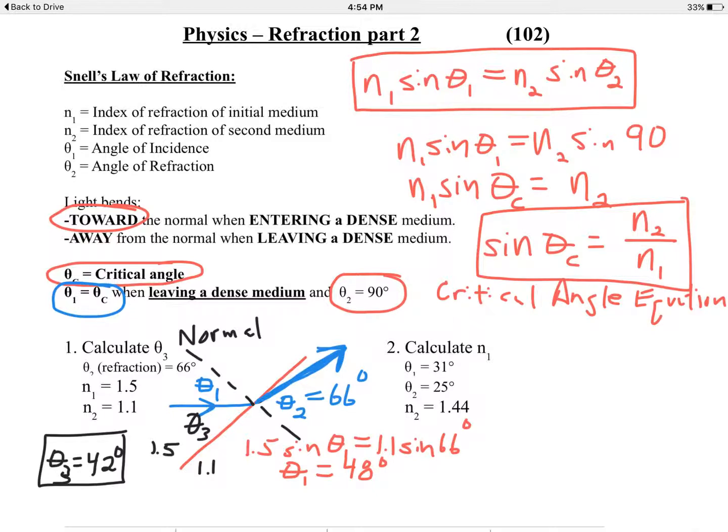Here's a second example. Let's say we have a vertical interface, like a window. And to the right here might be air. It's probably not air, but it's some medium that we don't know. I'm going to call this n sub 1. N sub 2, a different medium, represents, say, the window, the glass. I know that n sub 2 is 1.44. I was given that in the problem.